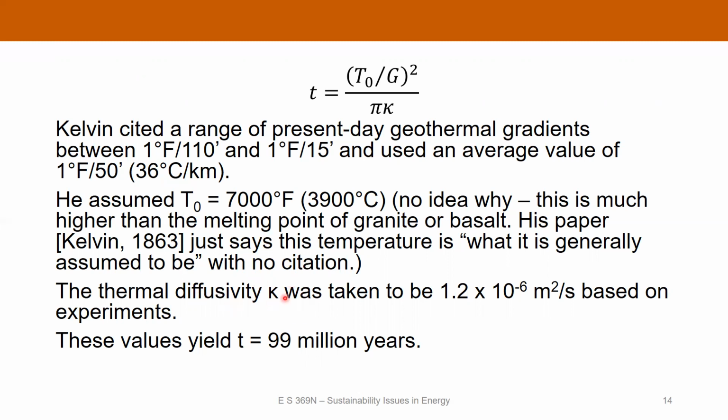And then the thermal diffusivity, he just took a value of 1.2 times 10 to the minus 6. This was just based on experimental data performed on rocks. So if you plug all those values into this equation, you get a time of 99 million years. So Kelvin said, okay, look, the Earth is 99 million years old. We're done. That's how old it is.